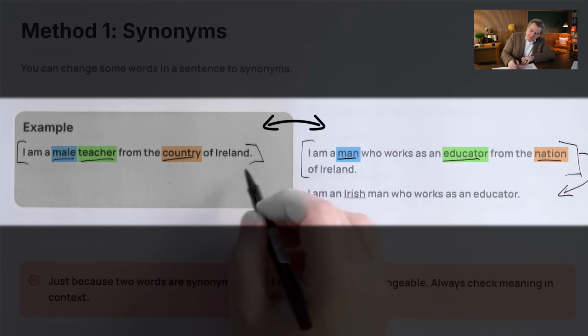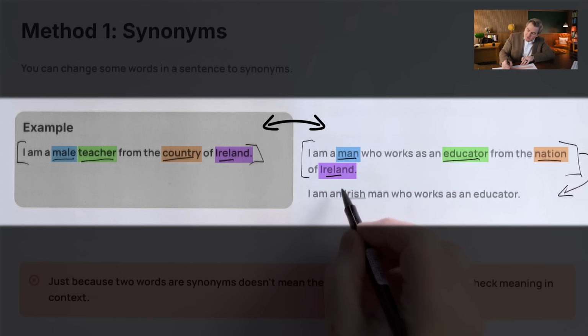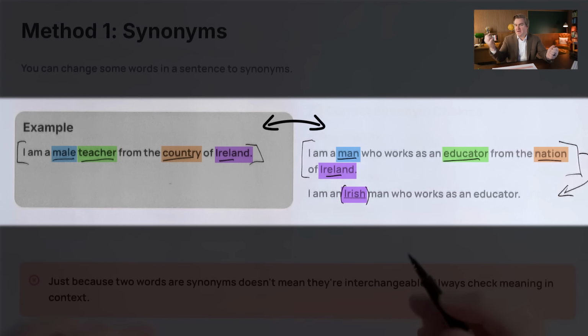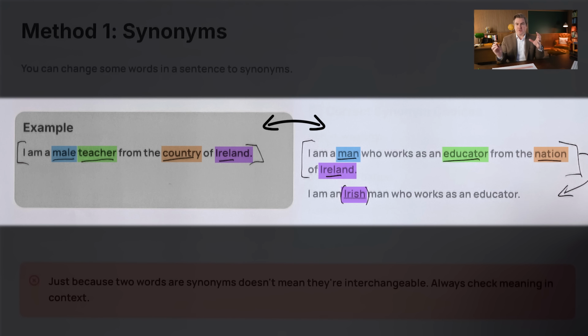So here we've changed Ireland to Irish. A man or a woman who is from Ireland, they are Irish. We've changed the form of the word to a different version of that word, but it means the same thing within the context of that sentence.